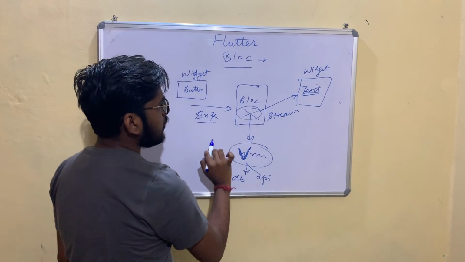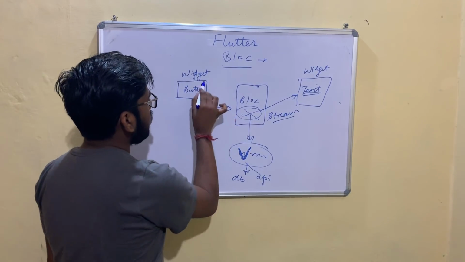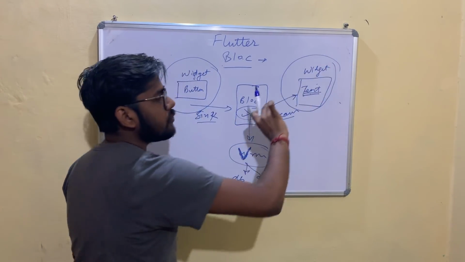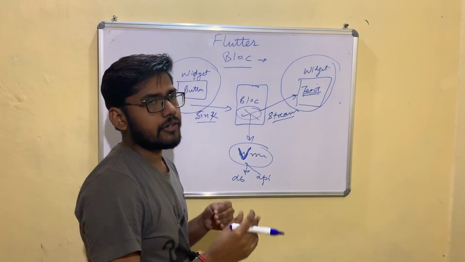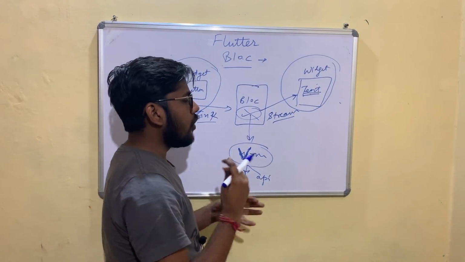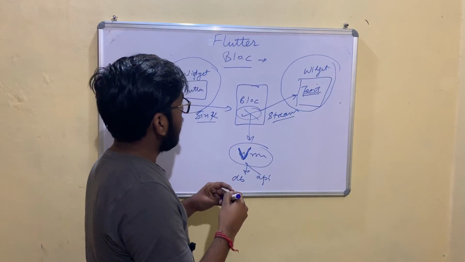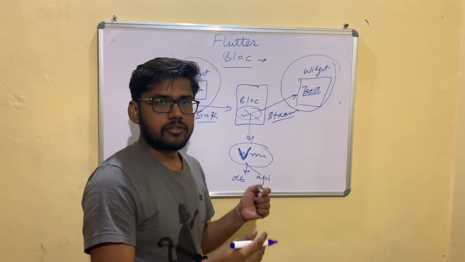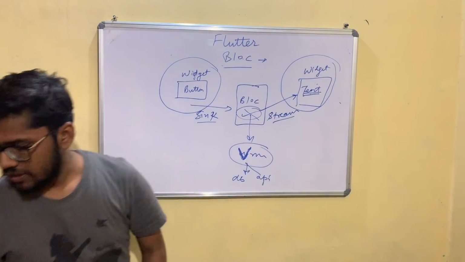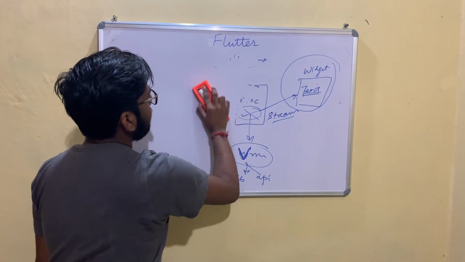So sink is for input, stream is for output, and this is the BloC. The only responsibility of these widgets is to care about the rendering or UI part, and the BloC will do all the business logic. It's a little bit difficult to understand at first, but it's very easy, trust me. So let's see how we will make this BloC.